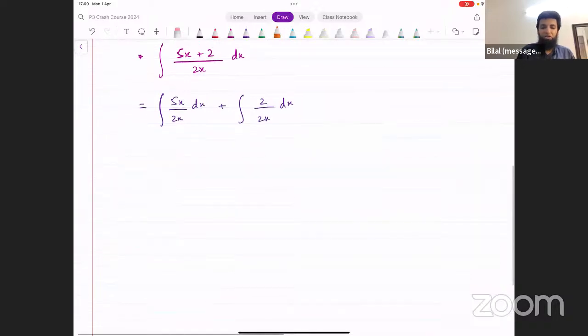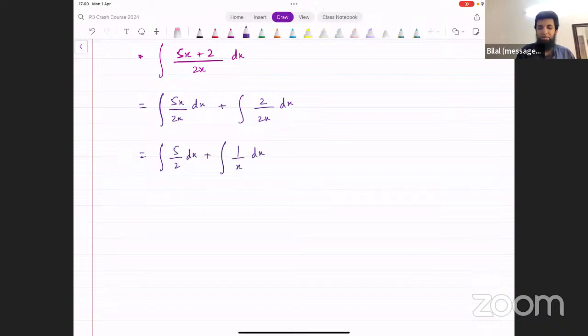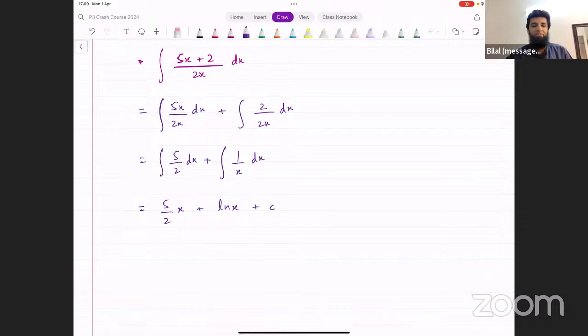And now in the first fraction, x and x get cancelled, and you're just left with 5 over 2 with respect to x. In the second fraction, 2 gets cancelled, and we're left with 1 over x with respect to x. The first one integrates to 5 over 2 times x, right? 5 over 2 is a constant. How do you integrate 5 over 2? Just put x with that. Plus integral of 1 over x, that's ln x, plus c. That is how you would integrate this fraction.